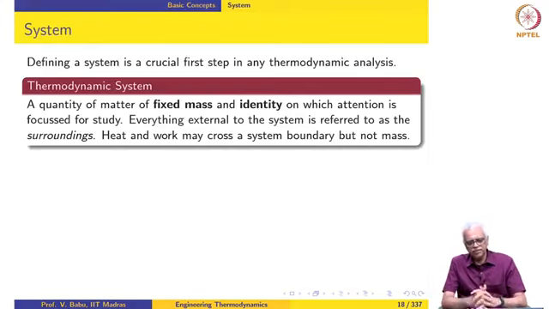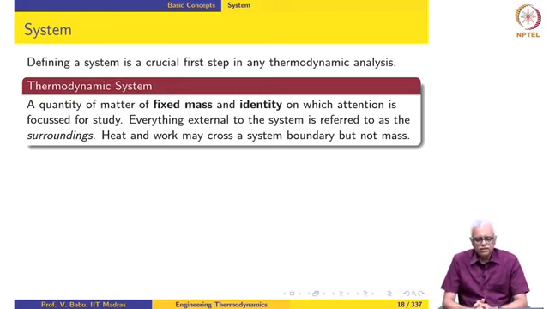So, we start with the definition of a thermodynamic system. Now, defining a system is a crucial first step in any thermodynamic analysis, where we are going to adopt the system approach. In case we are going to adopt the control volume approach, then we should of course define the control volume before we can proceed with the analysis. So, let us assume that we are adopting a system approach. Defining a system is a crucial first step for the analysis.